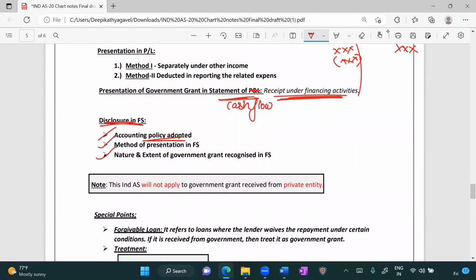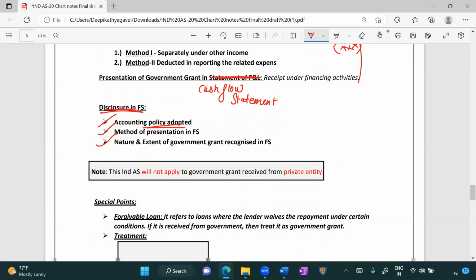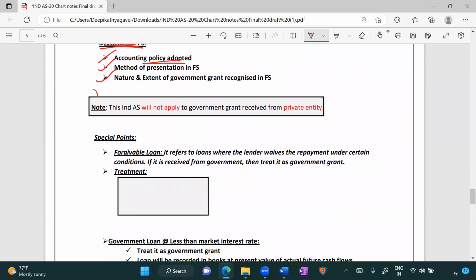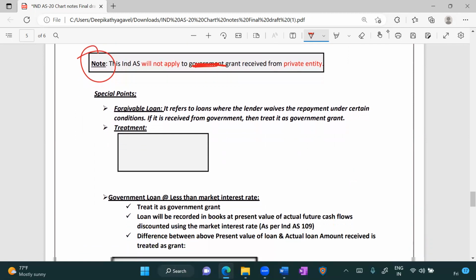Just change it here. It's presentation of government grants, not in the statement of P&L, but in the cash flow statement. In the cash flow statement, it will be shown under financing activity. So just change this. And an important note: in case you receive any grant from a private party, then that will not be covered under this standard, right?